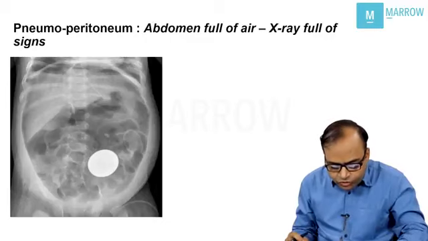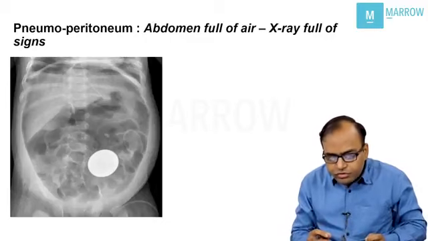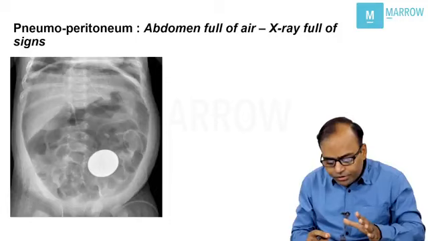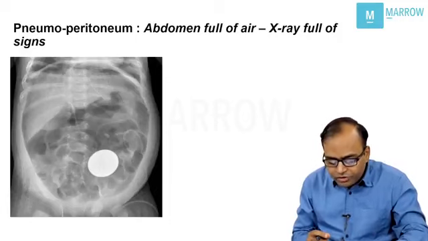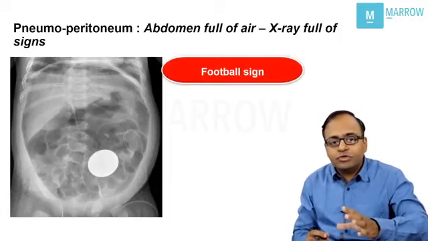Now let us look at a few signs. See here, this is a case of gross pneumoperitoneum, a supine abdomen radiograph. There are a few signs which are seen. Let us look at them one by one. The first sign is what is called as football sign.